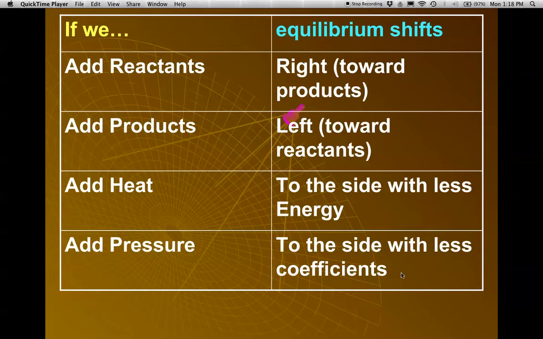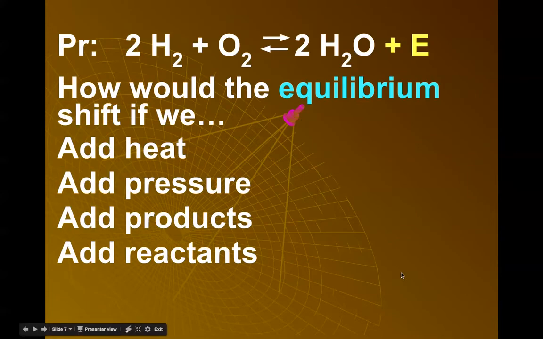So let's do some practice with that. Why don't you pause the video now and try to go over these 4 problems. Write down what you think would happen to the equilibrium if we did these things.